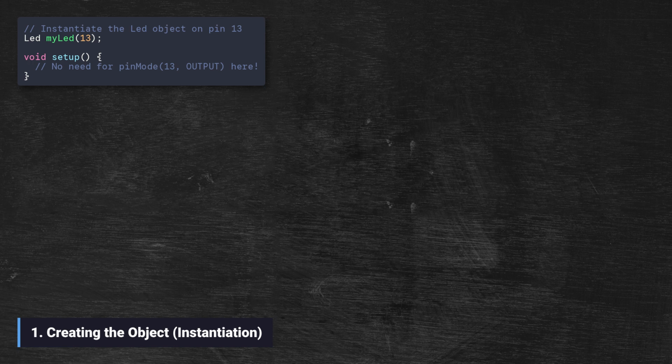To create an object, we use the class name followed by our chosen object name. Here, we create an LED object named myLED and pass the value 13 to the constructor. This tells the object it is connected to pin 13. We do this at the start of our script, outside any functions.